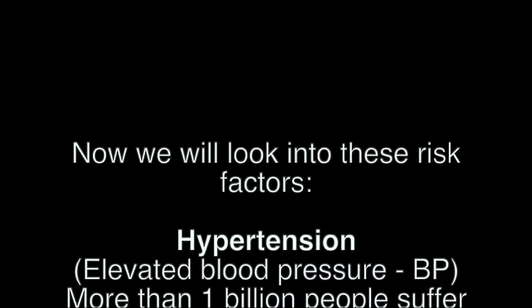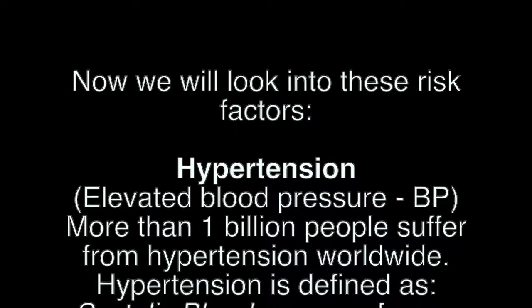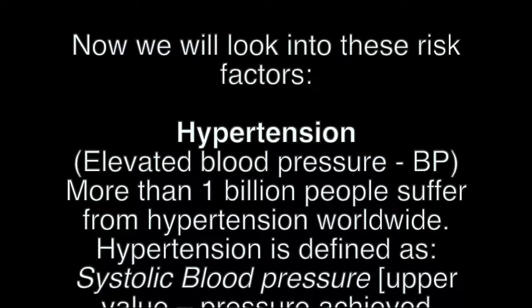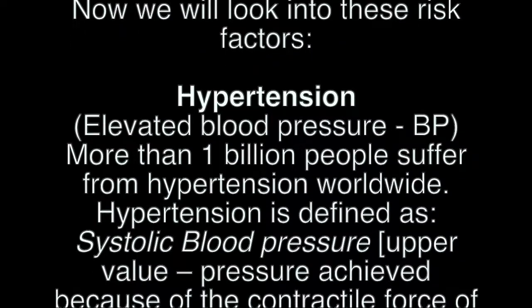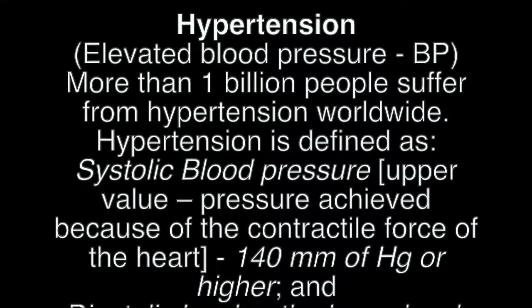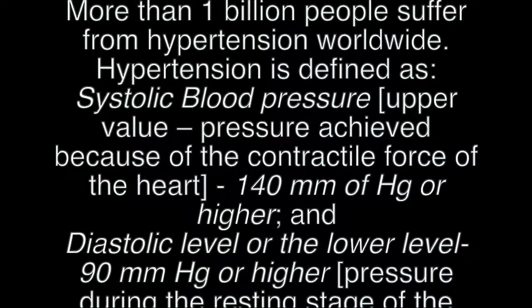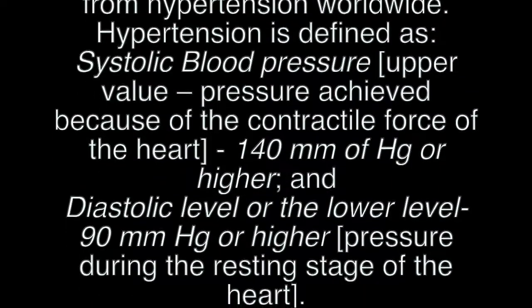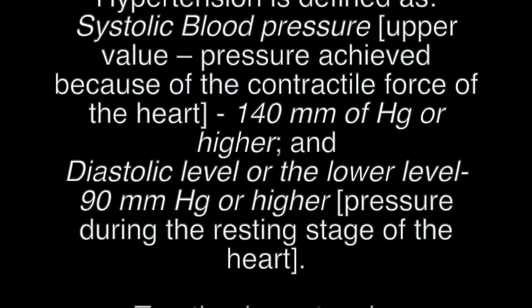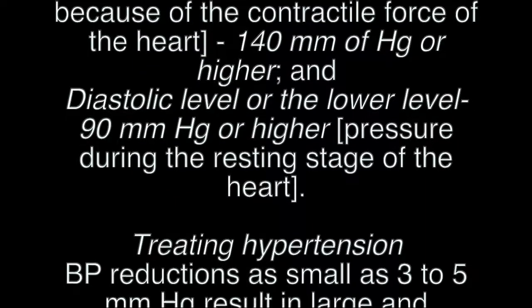Hypertension, that is elevated blood pressure, that is BP. More than 1 billion people suffer from hypertension worldwide. Hypertension is defined as systolic blood pressure, that is the upper value, that is the pressure achieved because of the contractile force of the heart, that is 140 millimeters of mercury or higher, and diastolic level, that is the lower level, 90 millimeters of mercury or higher pressure during the resting stage of the heart.